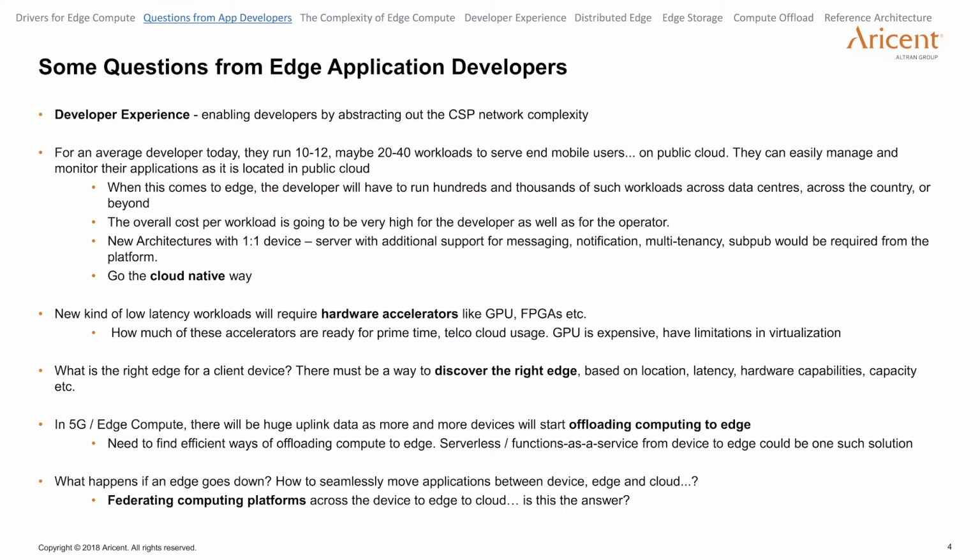Now, when this comes to the edge, the developer will have to run hundreds and hundreds of these workloads across data centers, across regions, across countries, or maybe beyond. And there are multiple service providers, so they might have to run variants of the same applications on multiple service providers' edges. For example, operator 1 has a different kind of cloud, operator 2 has another kind of cloud, and they might have to modify or change their SDKs to develop these applications individually for multiple operators. So when you multiply this by thousands and then by the number of operators, it becomes a little economically unviable.